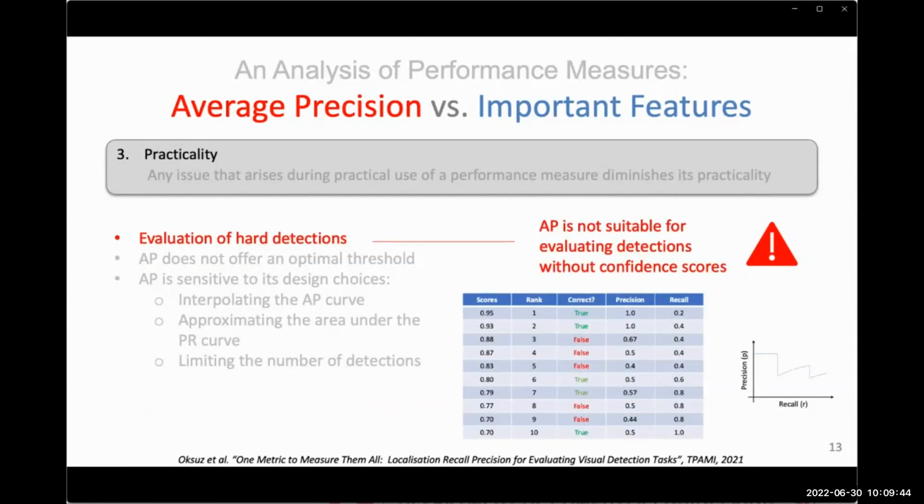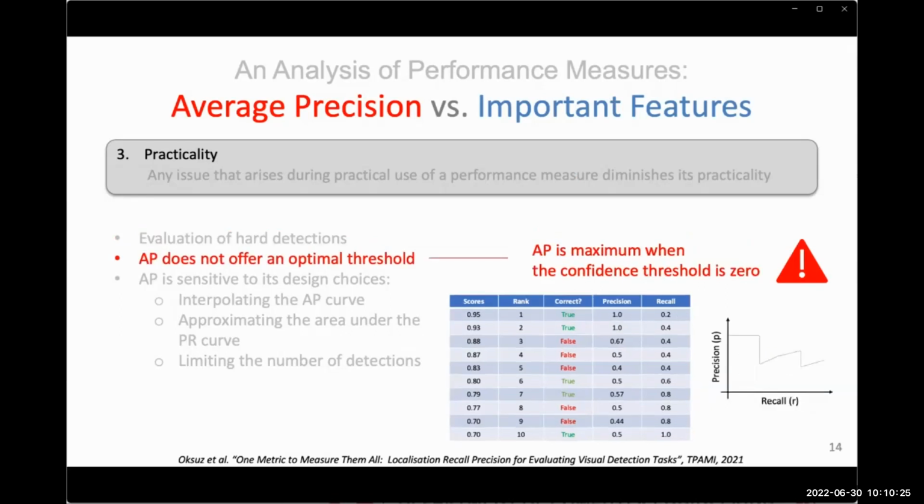Now let us look at some practical issues which might arise when one uses average precision. First of all, average precision is not suitable in settings where the detections do not have confidence scores. Why? Because average precision is a ranking-based measure and it assumes confidence values to be available for ranking the detections as shown here, and for calculating the precision recall values for each detection and plotting them and obtaining the precision recall curve. If confidence scores are not available, one can calculate only a single precision recall value.